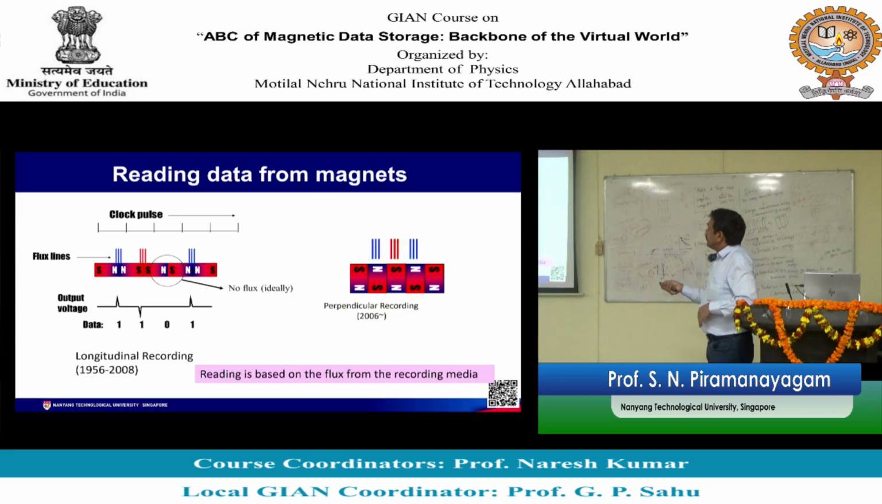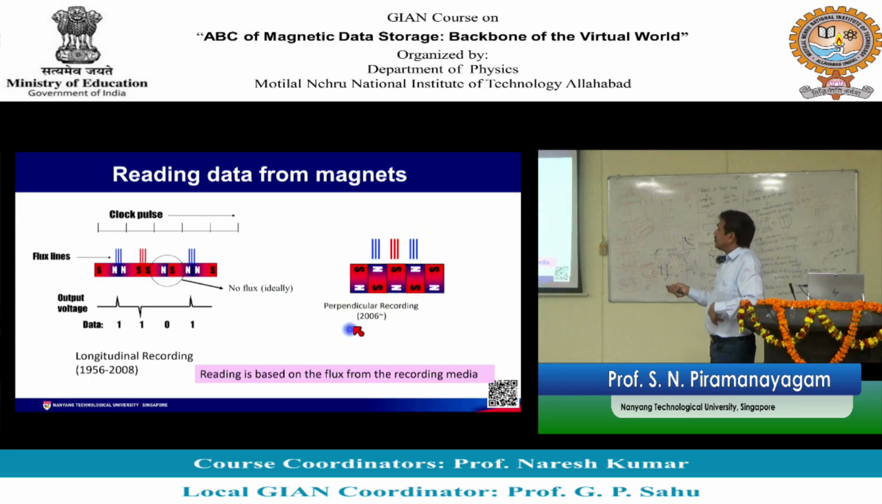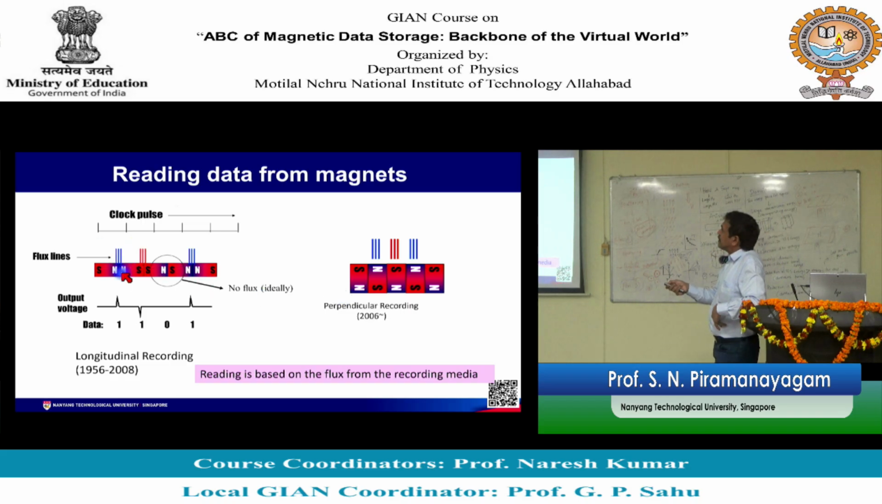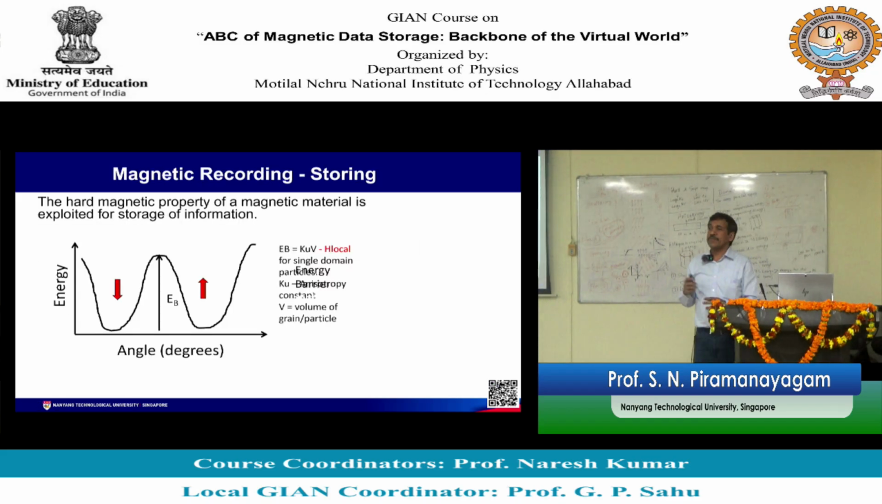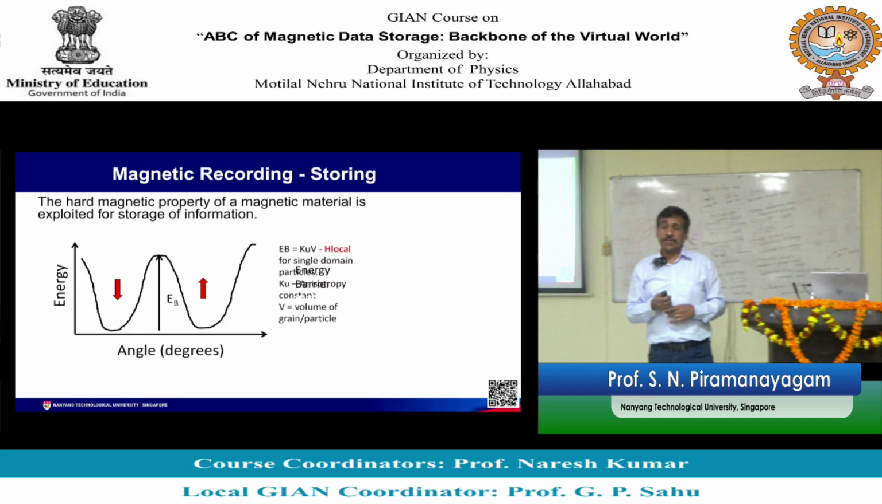Okay, you can also do perpendicular recording. Since 2006, we have this perpendicular recording scheme where the magnets are not horizontal, they are perpendicular to the disk surface. Here you have a north pole, you will have some flux coming out, south pole also you will have some flux coming out, and depending on what type of flux is coming out, you can call them 1 or 0. Okay, so this is a very simple way of how we read information.